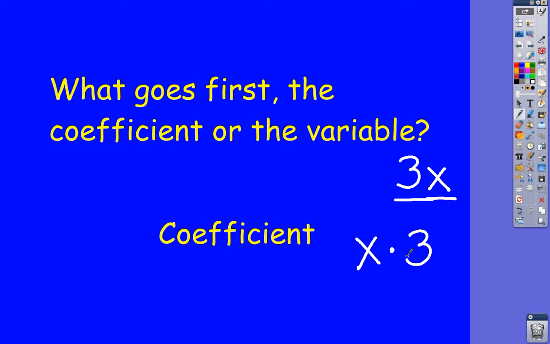Now, I do realize that I'm going to get the same answer either way. So technically, you're not going to get an answer wrong. But in algebra, the more appropriate way to write it is with the coefficient first and the variable following it.